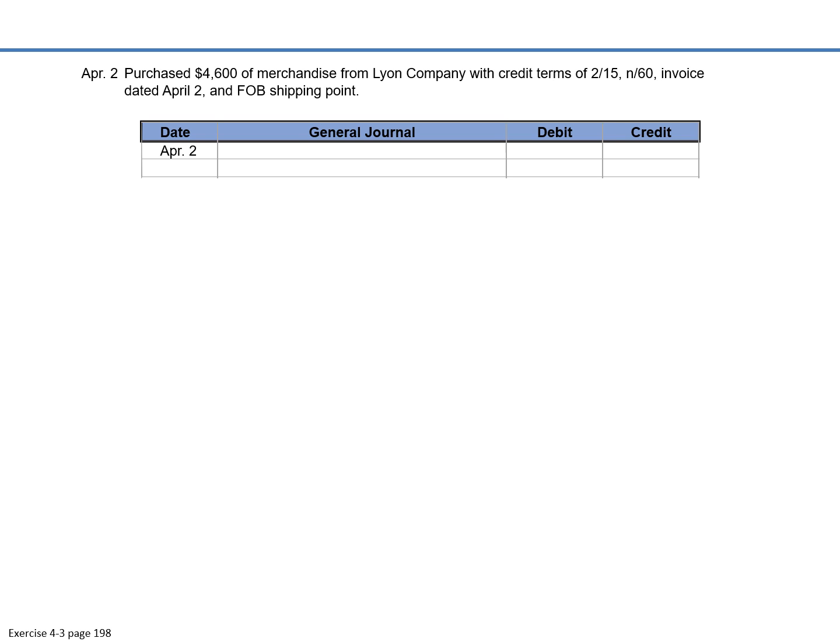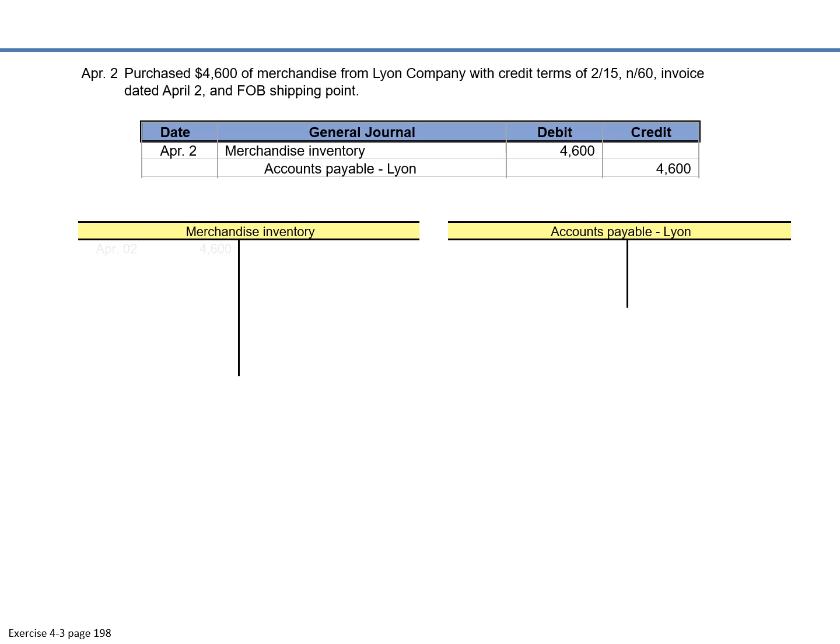Okay. So we're purchasing merchandise. Merchandise inventory is an asset account. To increase that, we debit $4,600. Then we credit accounts payable to Lion for $4,600. Post those accounts, or post that journal entry, to the T accounts. Debits go to the left side, credits go to the right side.